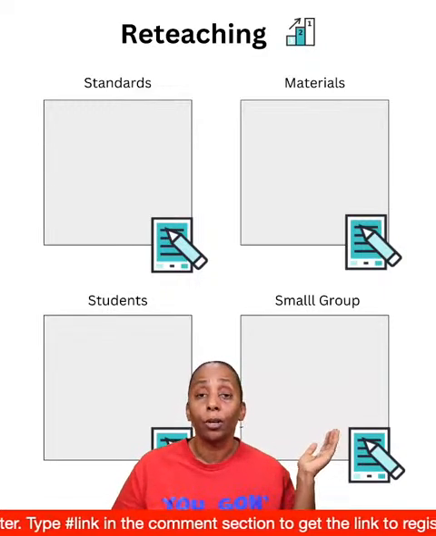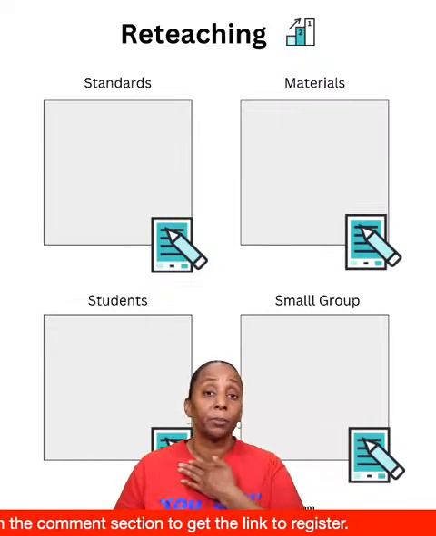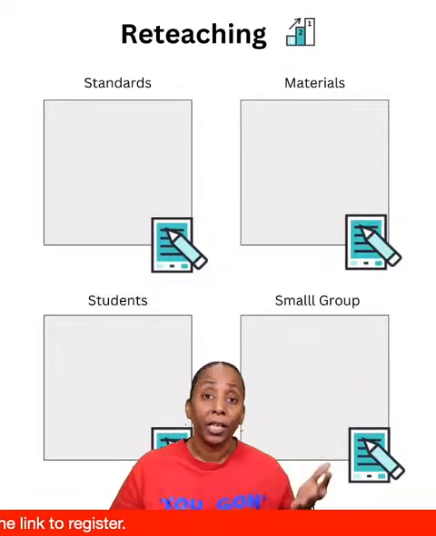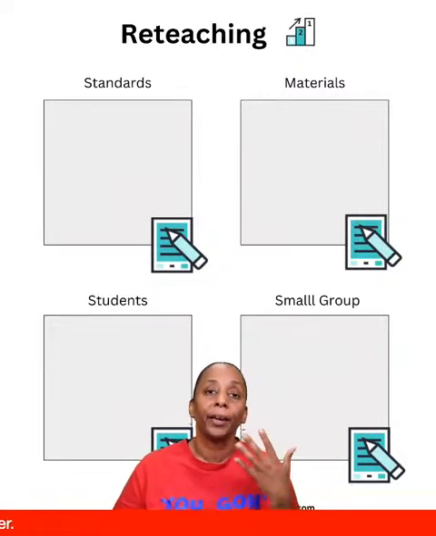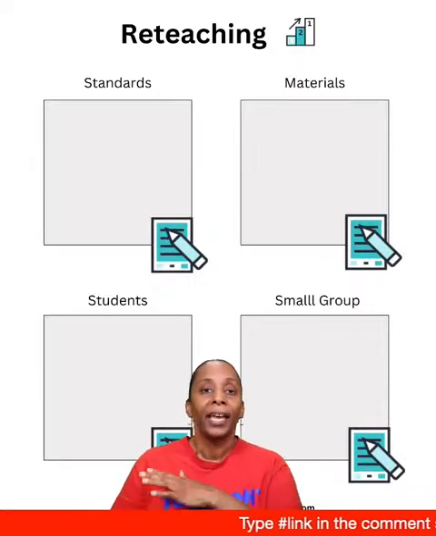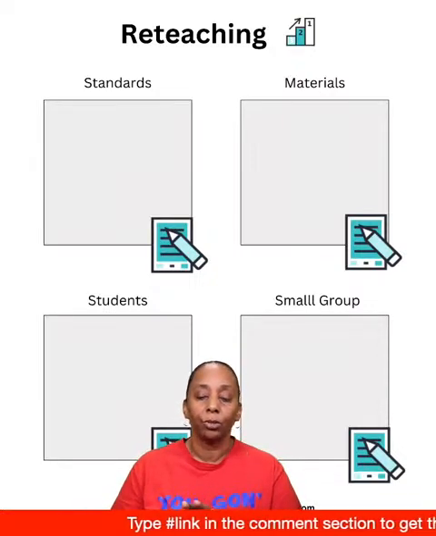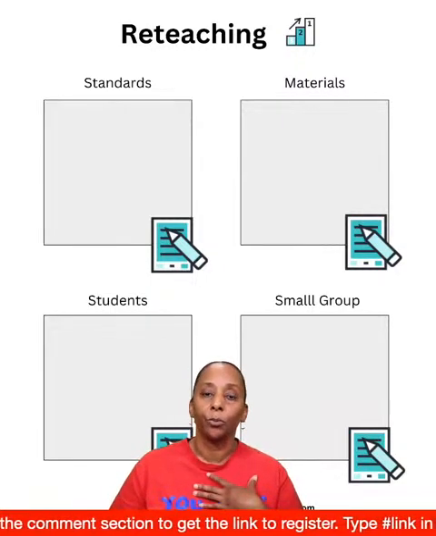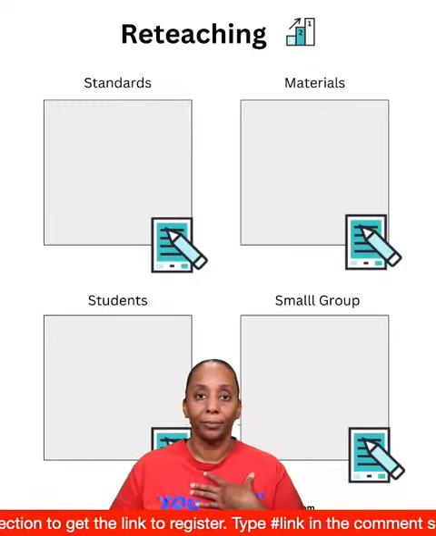So who are those students? Who's going to be in small group? Everybody shouldn't be in small group. Some of your kids are not. How are you going to plan for those kids that don't need remediation? Because you're going to have them. Even if you're in a Title I school, you're going to have kids that don't need remediation. You're going to have them.